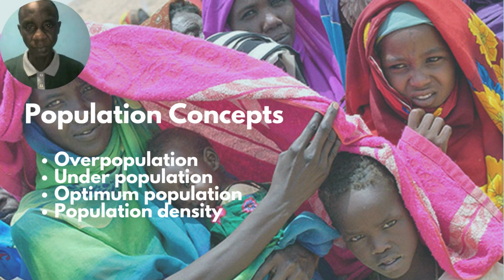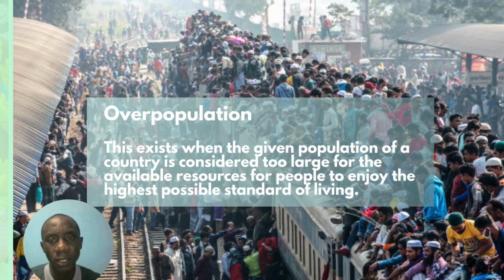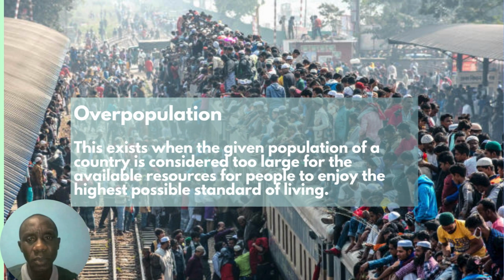So, having defined what population is, let's look at some population concepts. I'm talking about overpopulation, underpopulation, optimum population, and population density. Let's look at the meanings of these concepts.